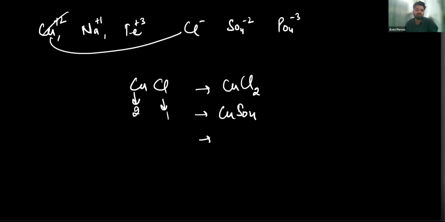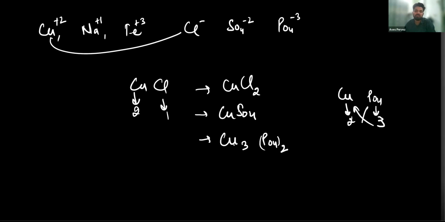The next one is copper and phosphate. So copper has valency 2. I was just confused between the minus signs. No, the minus sign and plus sign do not matter. Copper has valency 2 and phosphate ion has valency 3. They will cross multiply, you will get Cu3(PO4)2. So write down the other formulas for the next 6.